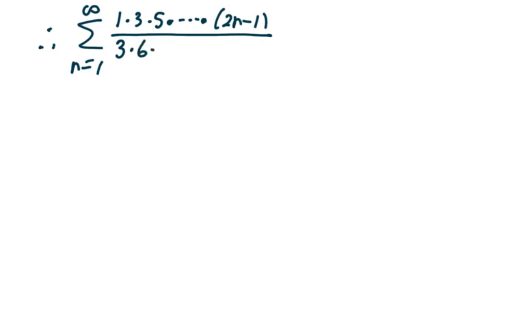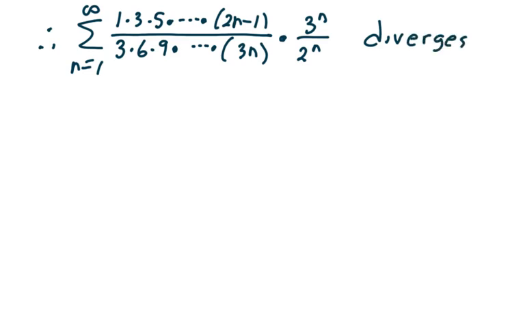So the summation from n equals 1 to infinity of 1 times 3 times 5 times ... times 2n minus 1, divided by 3 times 6 times 9 times ... times 3n, times 3 to the n over 2 to the n, diverges. So really, in a very subtle way, we are applying the comparison test. Okay, thank you.